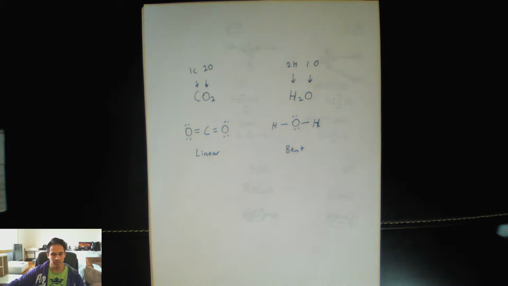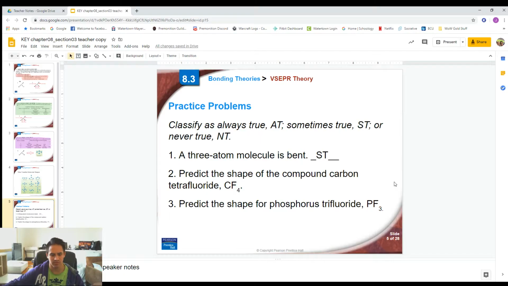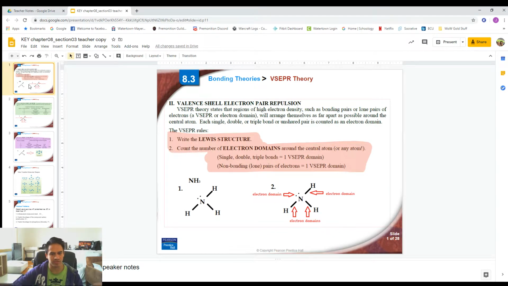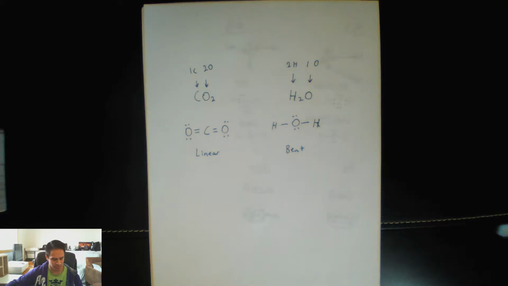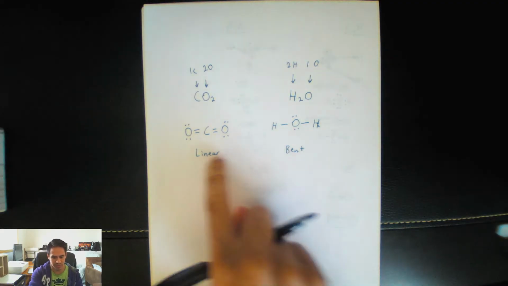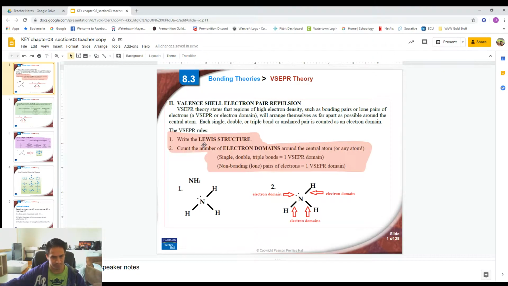Now you might be asking, well, how do you know that? All right, so I'm going to look back at the notes here. There are some steps that can tell us how to determine the molecular geometry. First step was to write the Lewis structure, which we've done already. We have both Lewis structures written here. Next, we count the number of electron domains around the central atom, and that is any single bond, double bond, triple bond, or any lone pairs.